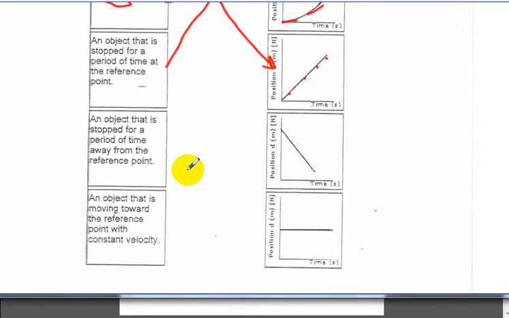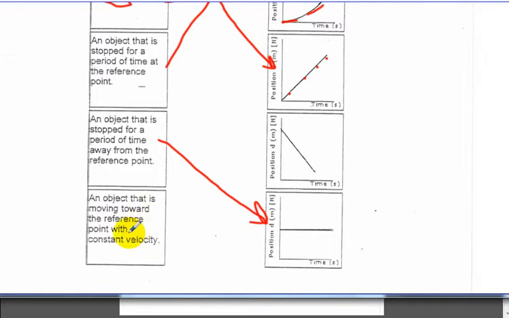Next, an object that is stopped for a period of time away from the reference point. So again, time is passing, our position needs to be the same, and we're away from the reference point. So that would be this graph here. Time is passing, I'm still staying at plus 10 meters north, or whatever that in fact is. And of course these last two should match up.